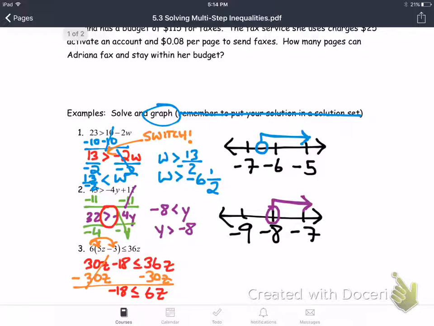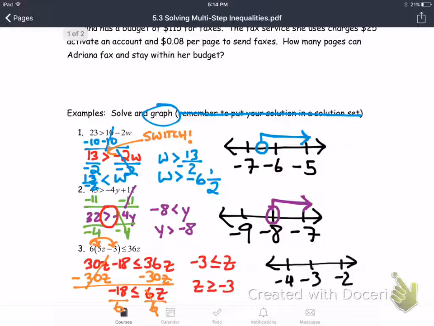And then you'll notice that in order to get z by itself, I have to divide both sides by a 6. And since it's a positive, I do not have to switch here. And so my final answer will be negative 3 is less than or equal to z, or if you want the variable on the left side, z is greater than or equal to negative 3. And then we'll just have to graph it. So there's my graph.